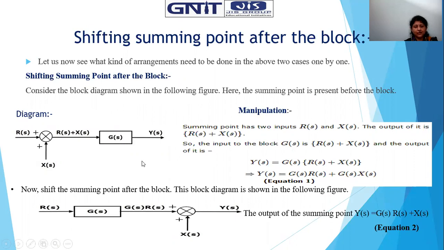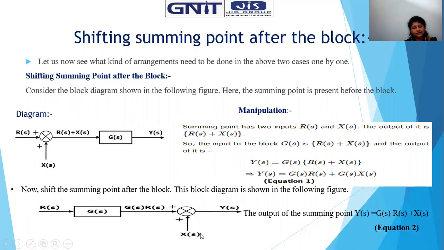Okay. So what do we get after this block? We get the summing point. So this is the manipulation. See, RS, this one is GS RS, that will automatically come. But as it has shifted here, XS, there is no manipulation. Okay, there is no multiplication with GS.